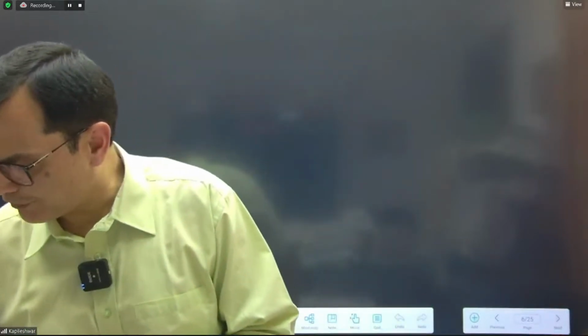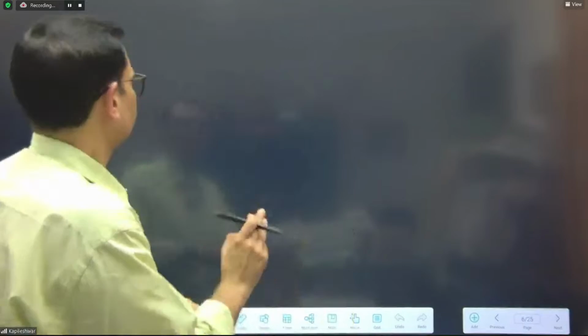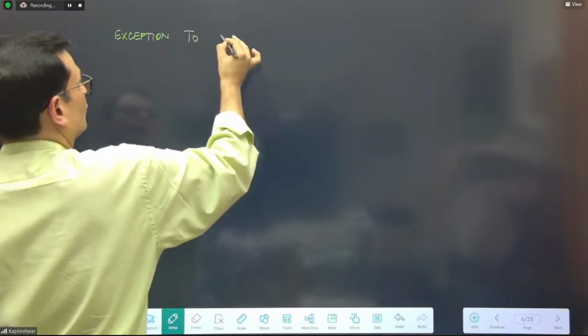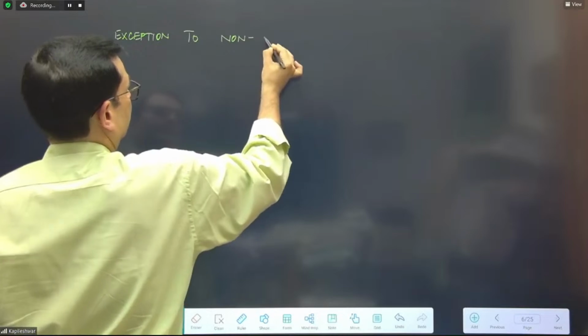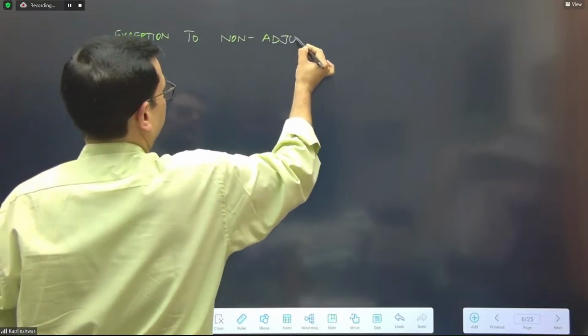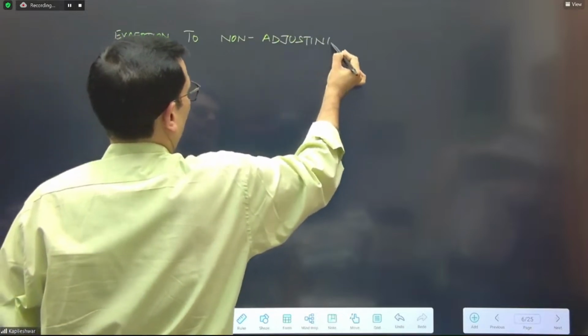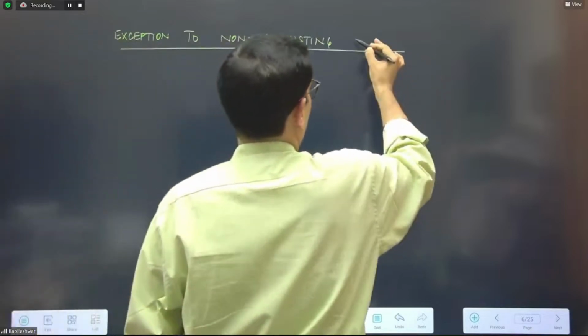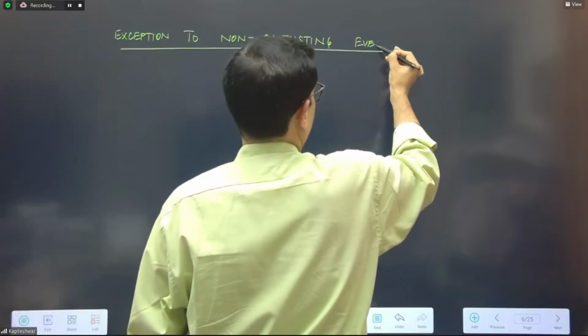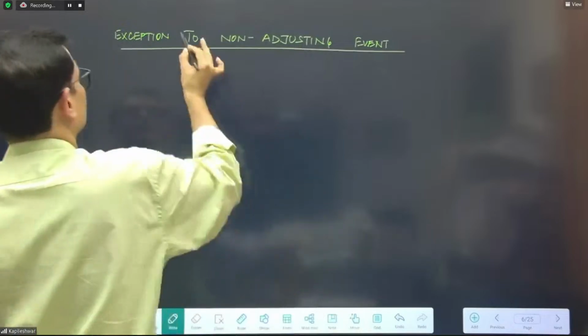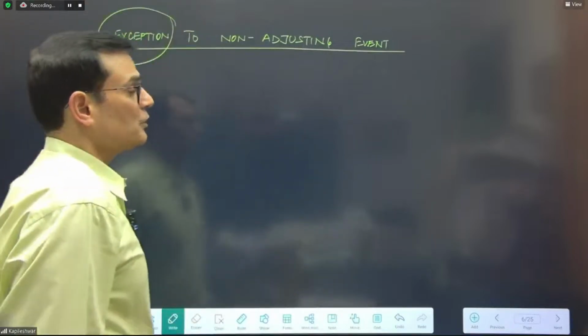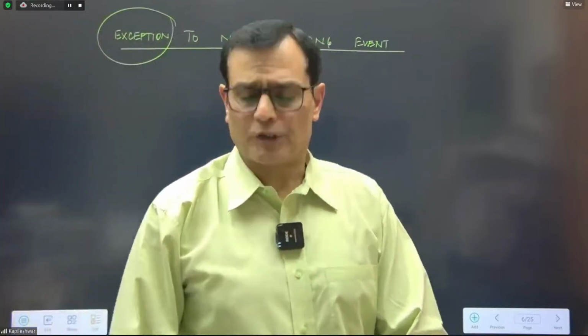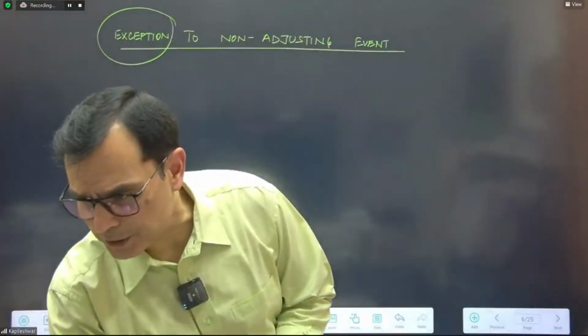Now, a small little thing further on Ind AS 10, and I'm now giving you an exception to non-adjusting event. I'm giving you now an exception to the concept of non-adjusting event. You heard me correct. I'm giving you an exception of a non-adjusting event. So you mean to say that there is no condition which is there on the balance sheet date?